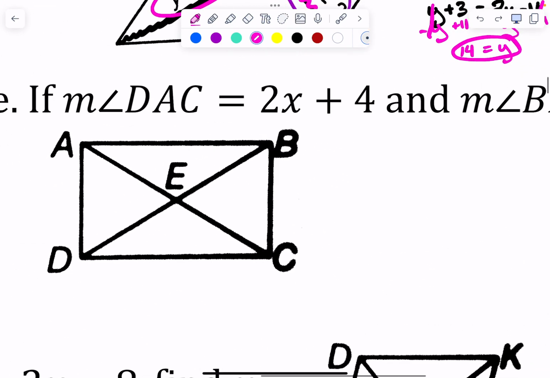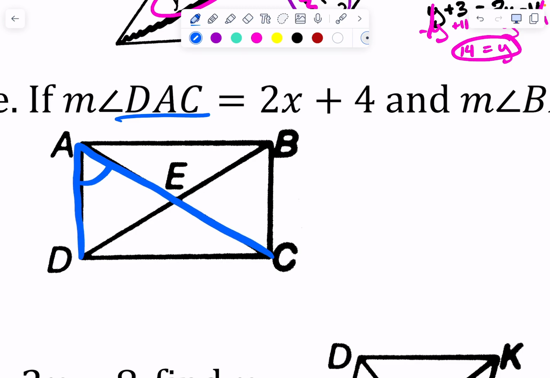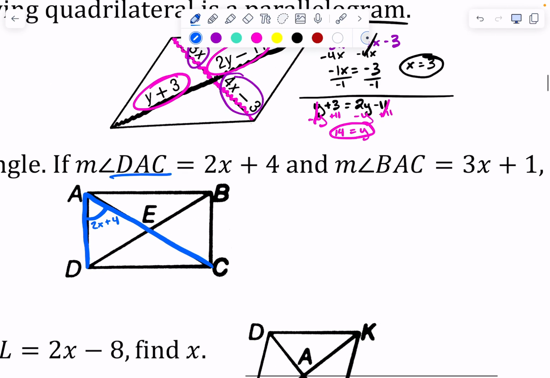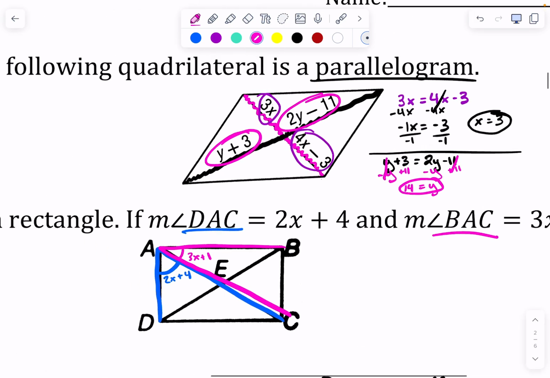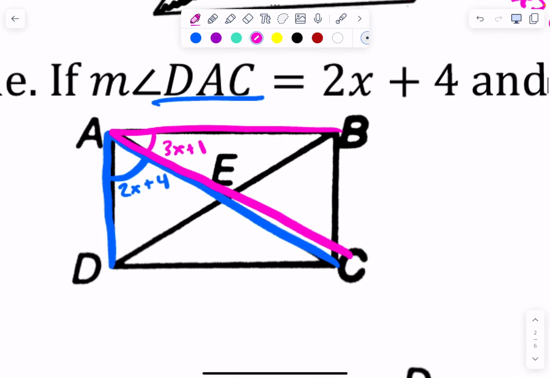The measure of DAC. Do you know which angle DAC is? I can see you trace it with your eye. Yep. DAC is this angle right here. This is 2x plus 4. Okay. And the next one is BAC. This angle is 3x plus 1. Okay, that's all we know.